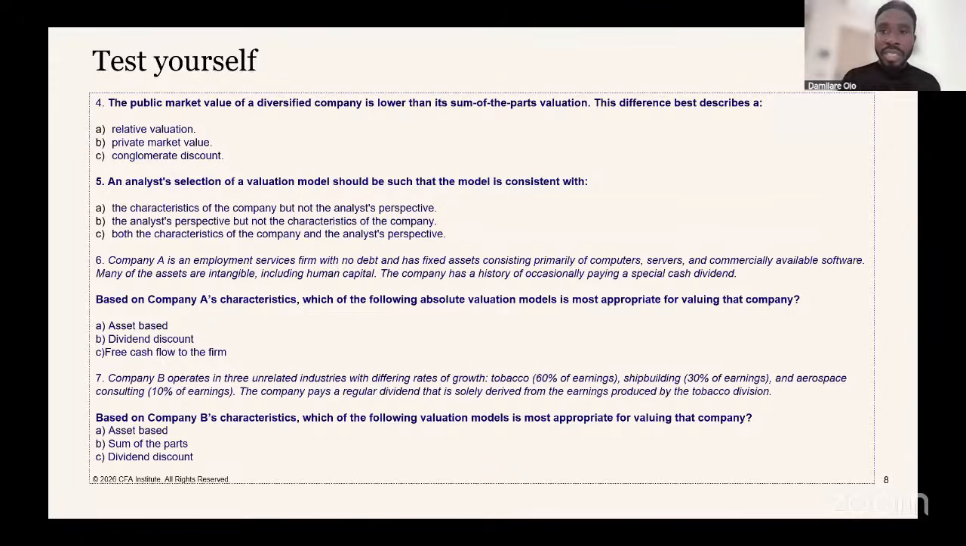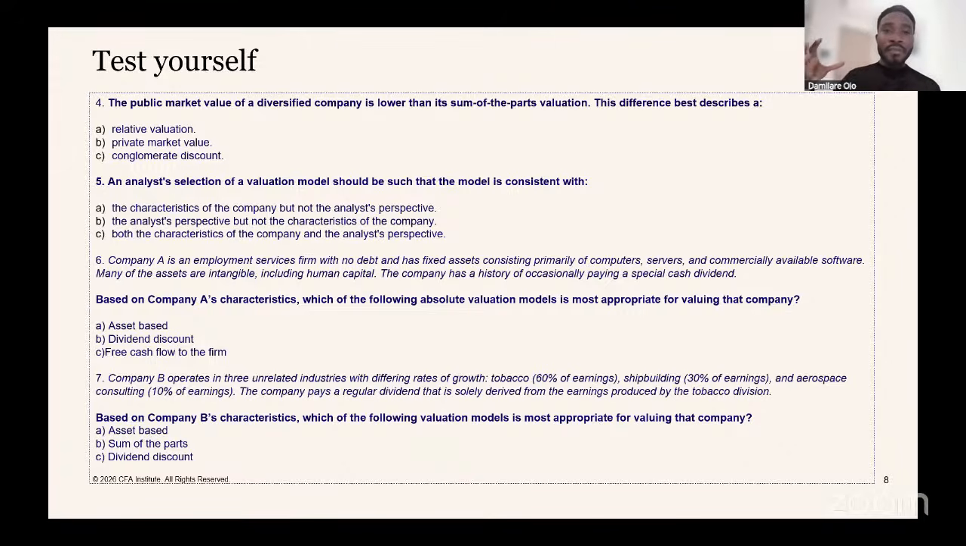The difference best describes a relative valuation, private market value, conglomerate discounts. Okay. So question 4C, conglomerate discounts. Okay, awesome, awesome. So we are ready for this exam. That's beautiful. Conglomerate discount, that is correct.